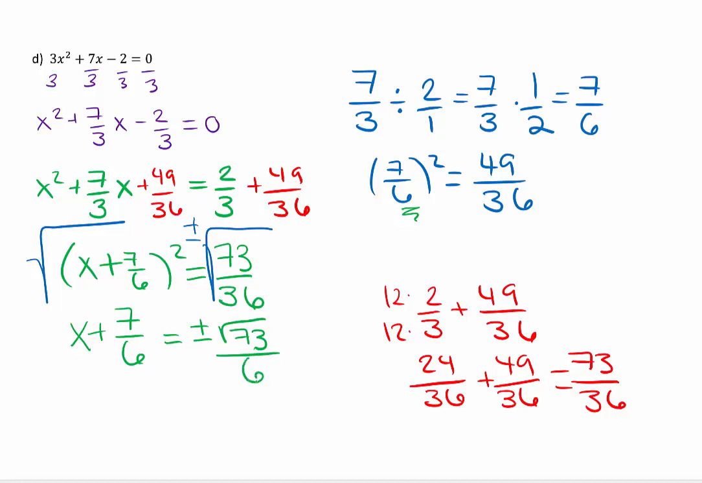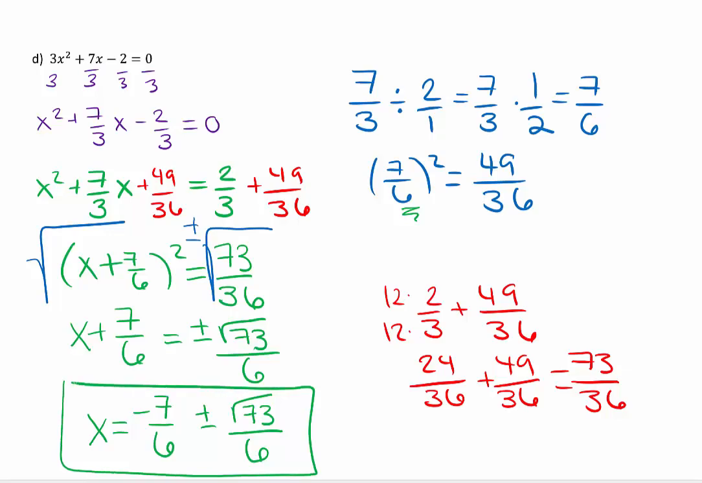73 is not a perfect square. It stays under the radical. 36 is a perfect square. We take the square root of it. So finally, we're going to subtract our 7/6, and we are left with negative 7/6 plus or minus root 73 over 6.